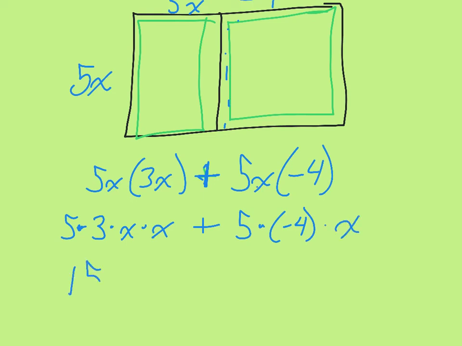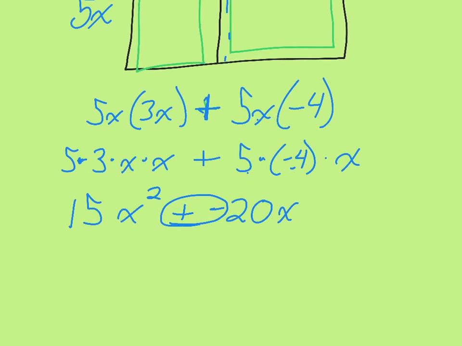5 times 3 is 15. x times x is x squared. We have 5 times negative 4 is actually negative 20x. Now we can fix up this little piece right there. If we go positive and a negative, that is just a negative value. So our final answer here, 15x squared, this becomes minus 20x.